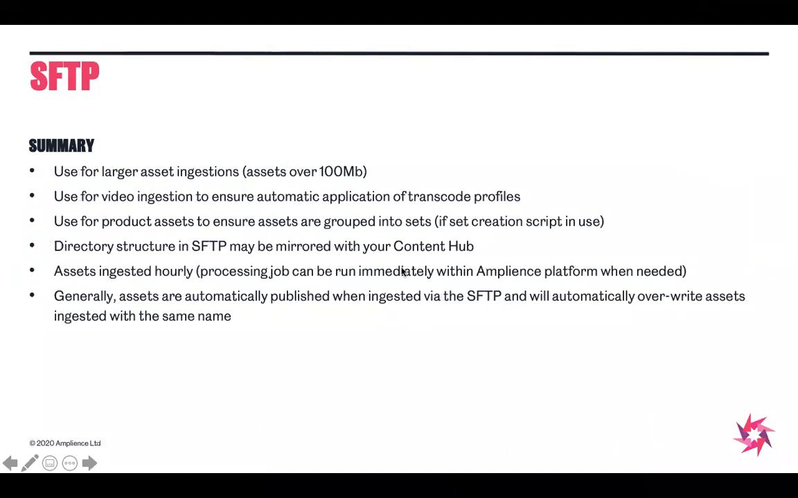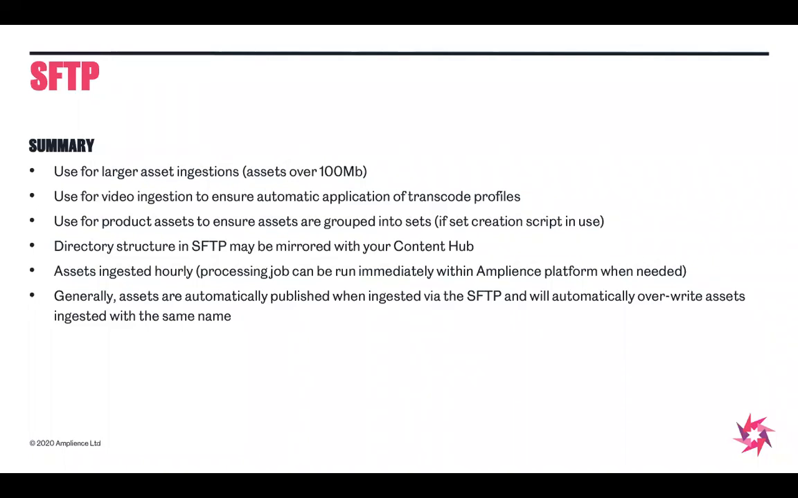Okay, so just to summarize some of those key points between SFTP and manual upload options, we recommend using SFTP for larger asset ingestions where you can't use the manual upload option because the assets are over 100 megabytes. Use the SFTP for video ingestion. This will ensure that your transcode profiles get applied automatically. This route is predominantly used for your product assets.